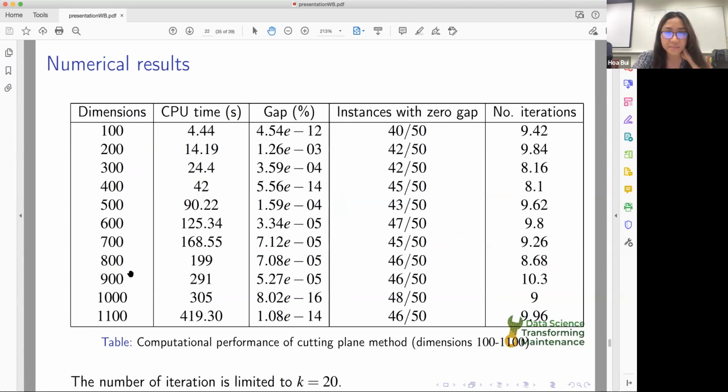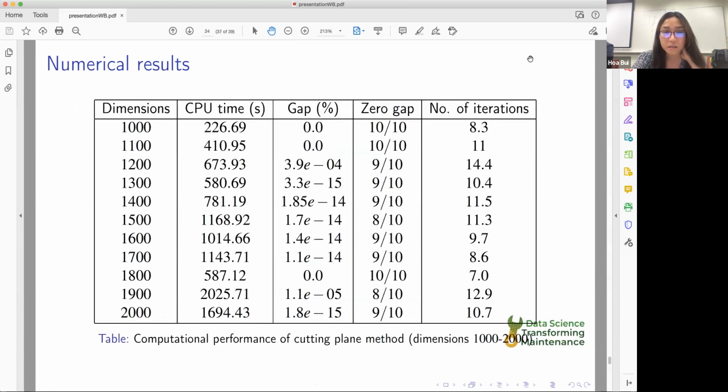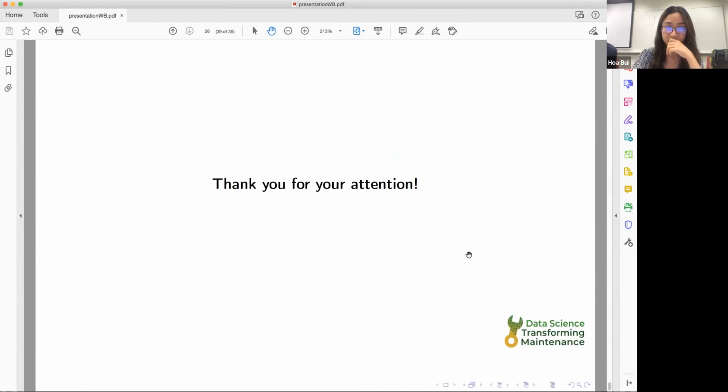We also tested for high dimension, and the graph looks better. It proportionally increases with the dimension, with 50 instances for each dimension. But when I tested for higher dimension, it takes like 2000 for the largest one. You can observe here that the time does not only depend on the dimension, it also depends on the number of iterations. Because I only generated 10 instances for each dimension, it's not a very uniform increase. The drop in time here is actually the drop in the number of iterations for the cutting plane algorithm. Thank you for your attention.